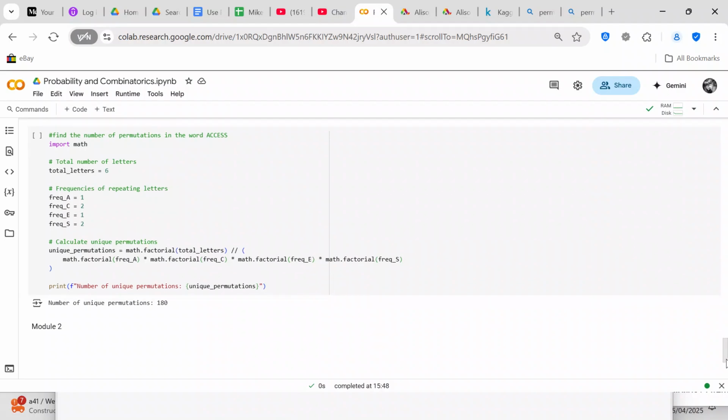And so that completes the coursework for Module 1 in the course Probability and Combinations. So I hope that you got some insight in how to calculate factorials, combinations, and permutations in Python. And my next video is going to be how to do it all in Excel.